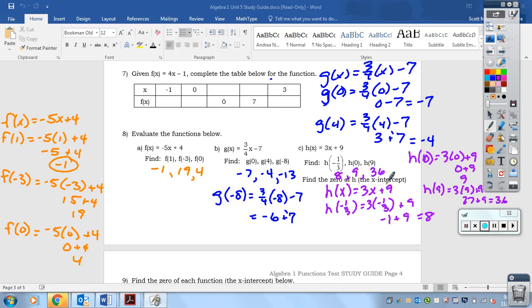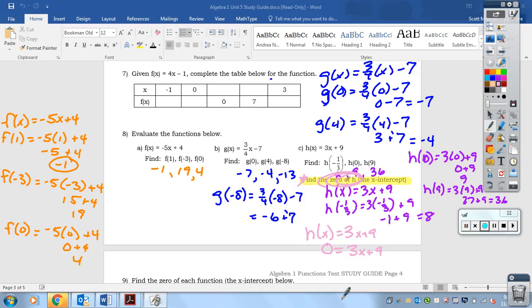The only difference is that they need us to do this last part, find the 0 of h. In other words, the x-intercept. I'll do that one, and we'll do the pink. Finding the 0 means if we take this equation, h of x equals 3x plus 9, the 0 of h means that h of x is 0. It's essentially finding what x gives us a value of 0 in the end.